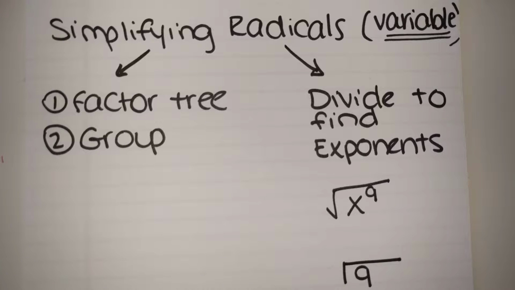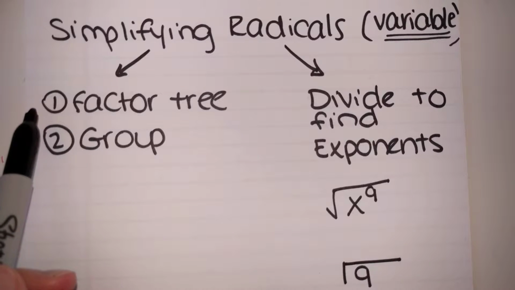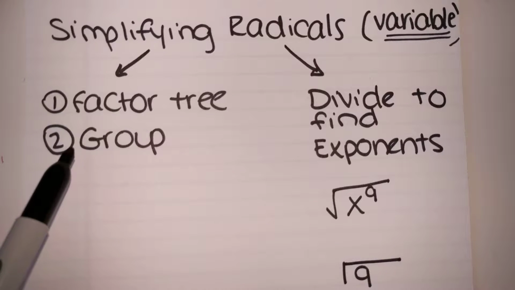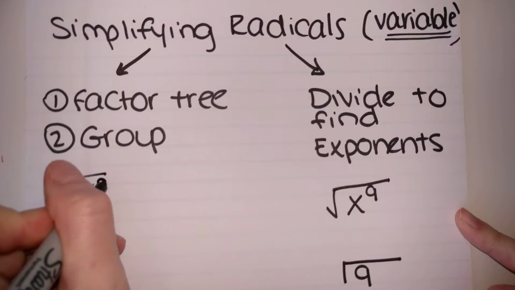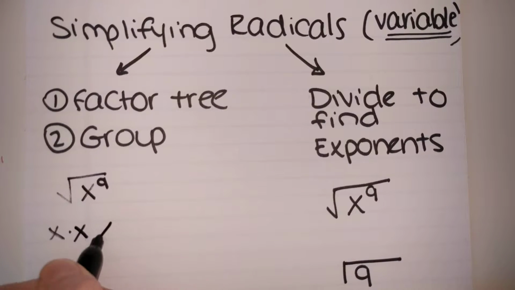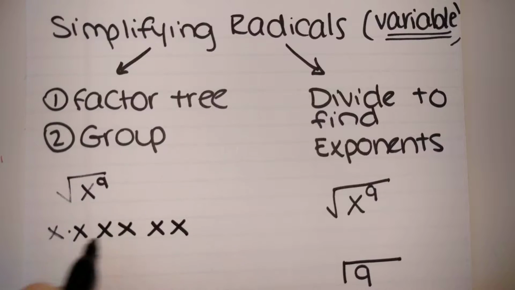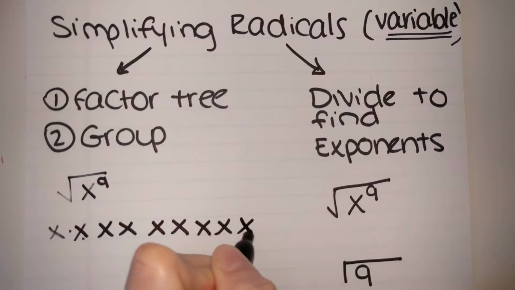So when we have a variable, we have two methods that we can use. We can use our exact same method that we used for numbers, where we draw a factor tree and then group things out. So if, for example, you look at the square root of x to the ninth, if you were to draw a factor tree for x to the ninth, that means that you have x repeated 9 times. So 1, 2, 3, 4, 5, 6, 7, 8, 9 times.